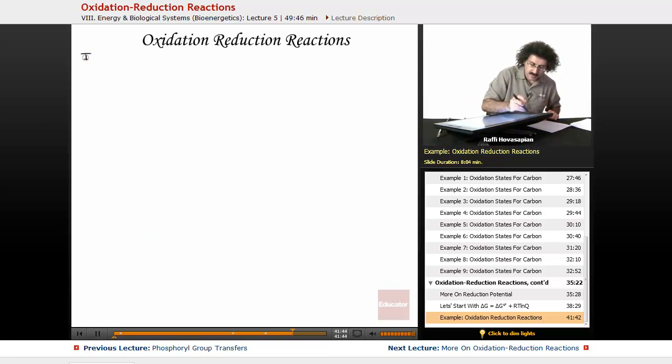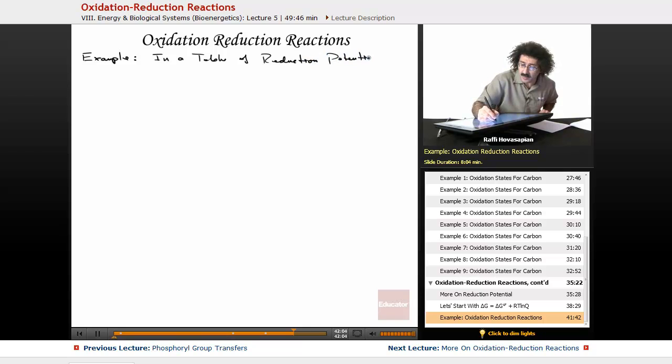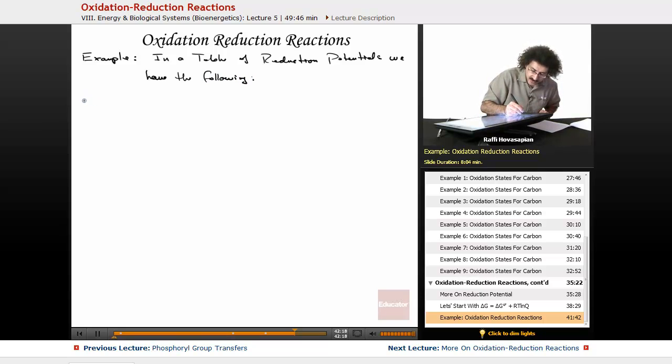Now, let's see. Example. That's the best way to make sense of anything, is to do examples. So in a table of reduction potentials, we have the following. Let's see, should I write it out or should I, yeah, it's fine, I'll go ahead and draw the structure.